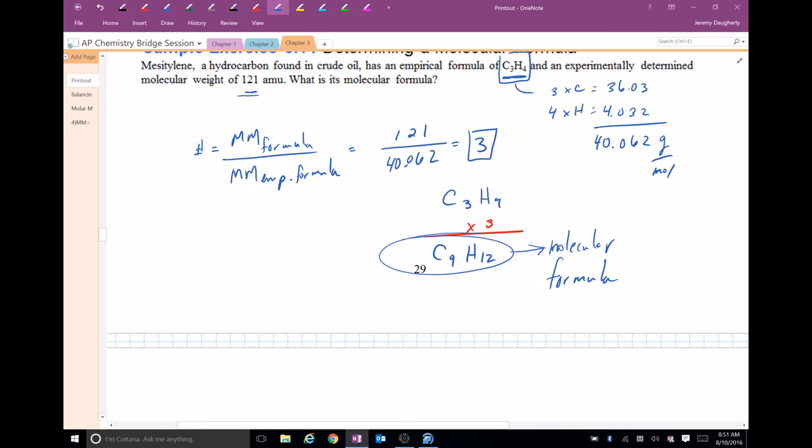Any questions on empirical or molecular formula, the calculations? Okay.